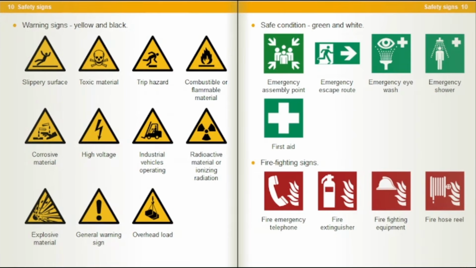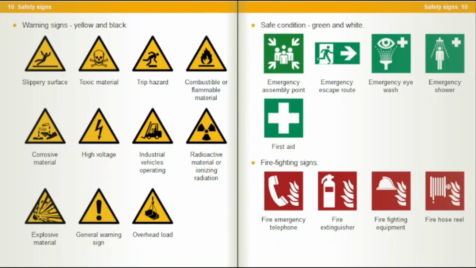Warning signs: yellow and black. Slippery surface. Toxic material. Trip hazard. Combustible or flammable material. Corrosive material. High voltage. Industrial vehicles operating. Radioactive material or ionizing radiation. Explosive material. General warning sign. Overhead load.